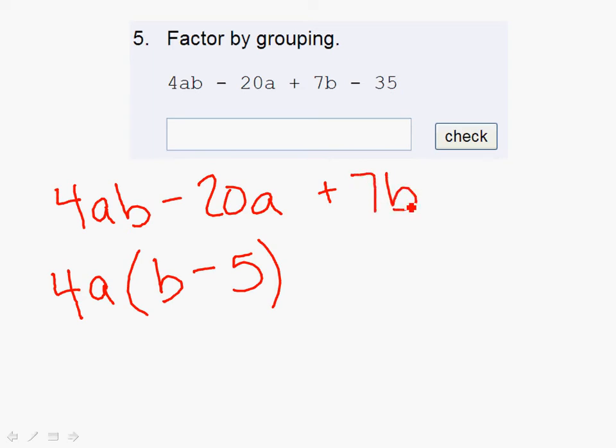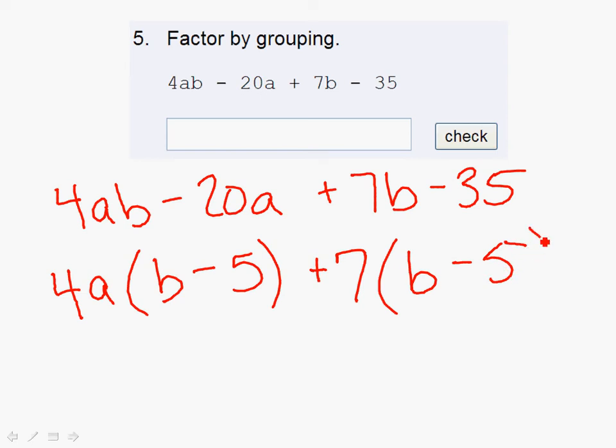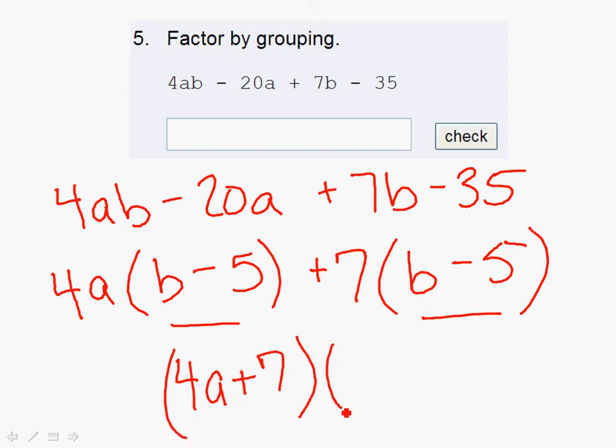For 7b minus 35, my greatest common factor is 7. If I divide 7 into each term, I'm left with b and negative 5. Since both of these are the same, I have 4a plus 7 as one factor and b minus 5 as my other factor.